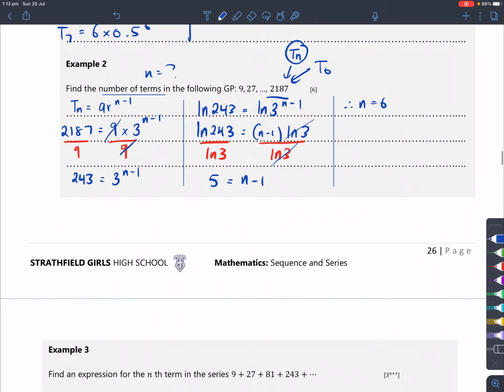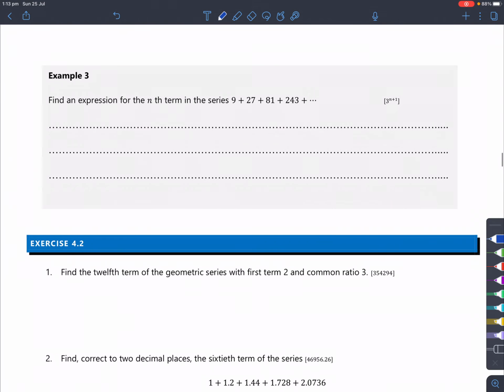Example 3. Find an expression for the nth term in the series 9, 27, 81, 243. So basically what it's asking for is Tn in terms of n. So, we do have our first term of 9, and to get from one term to another, the ratio would equal 3. You can simply get that by dividing 27 by 9, or 81 by 27. So, Tn is ar to the power of n minus 1.